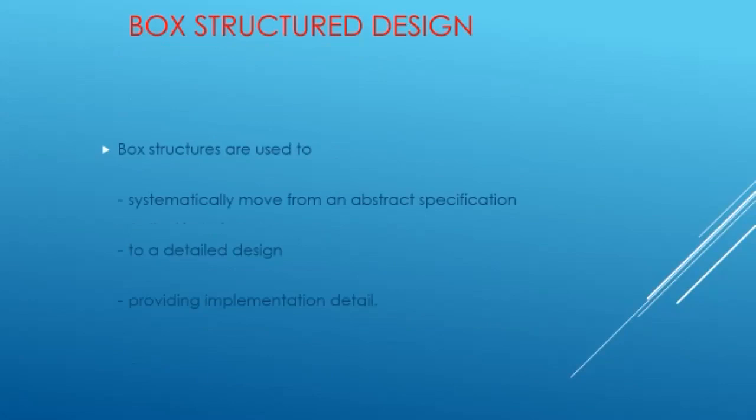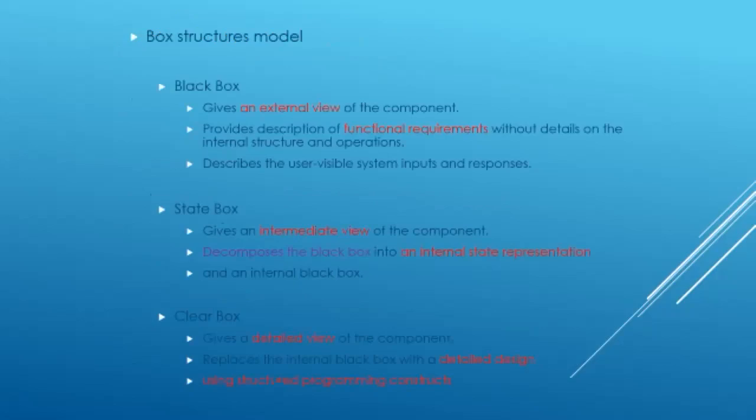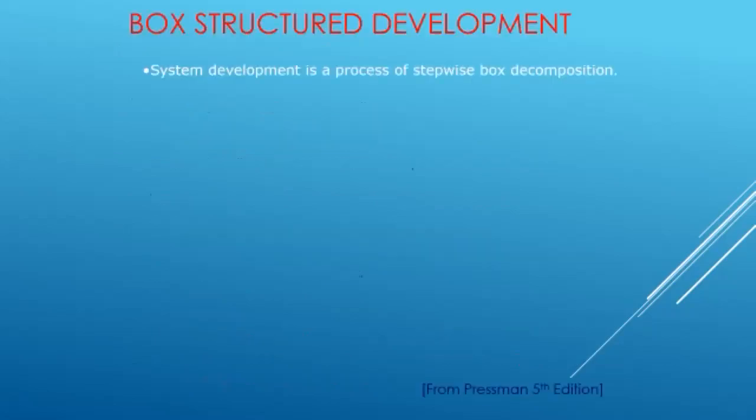Here, the box structured design. Box structures are used to systematically move from an abstract specification to a detailed design, providing implementation detail. This is the design of structure, box structure. Box structure model. There are black box, state box, and clear box. These are the models.